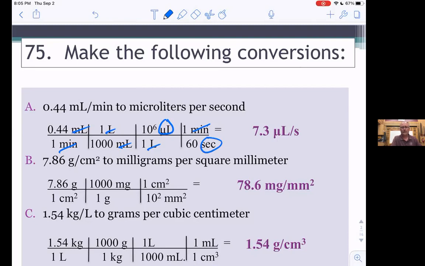The one on the bottom is another dual conversion. You've got grams per centimeters squared to milligrams, and so you're changing millimeters squared to centimeters squared. Notice that if you have units that are squared, these numbers should be squared there too, although 1 squared is 1.